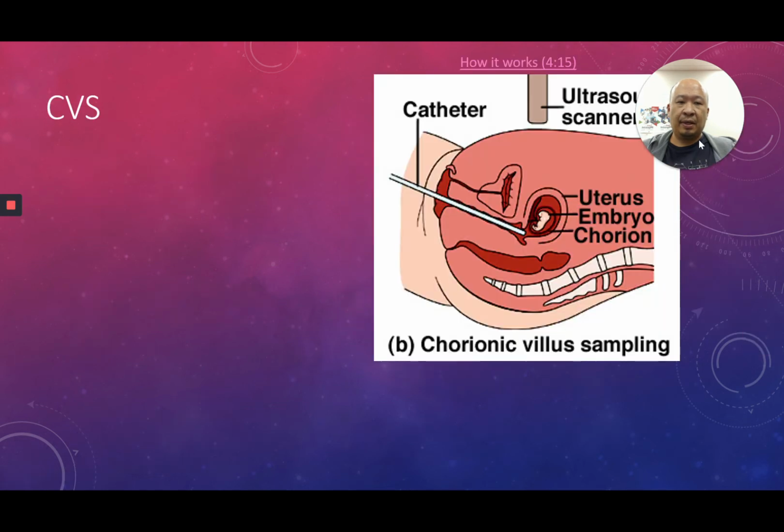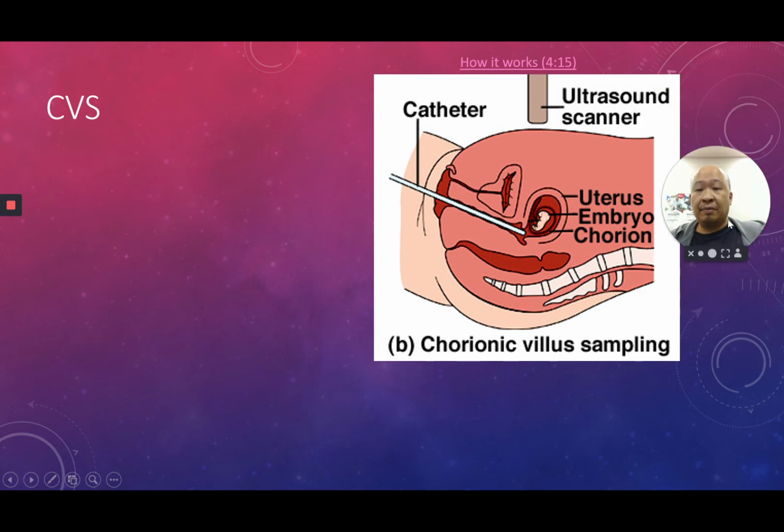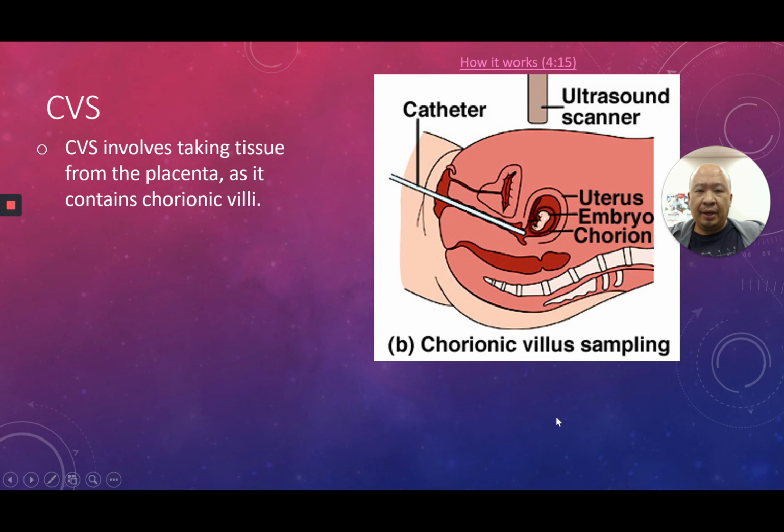The next one is called CVS, chorionic villus sampling. This one, again, also uses an ultrasound, but it doesn't use the needle. Instead, they will take a catheter, which is a long, thin tube, and push it through the vaginal opening so that they can get into the womb and then extract a piece of tissue from the actual placenta. So that's why this technique is a little bit more invasive than just sticking a needle in and extracting some fluid.